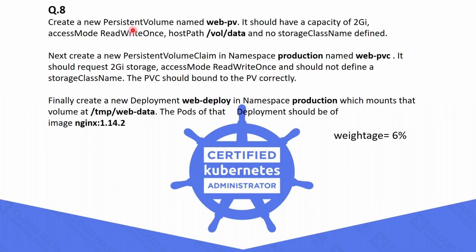Create a new persistent volume named WebPV. It should have a capacity of 2 gigabytes, access mode should be ReadWriteOnce, host path /vol/data, and no storage class name defined.